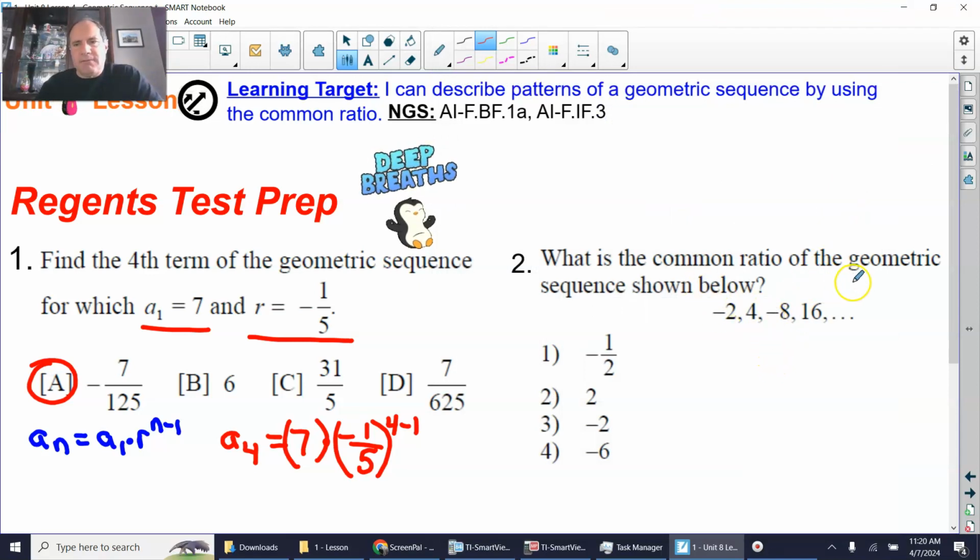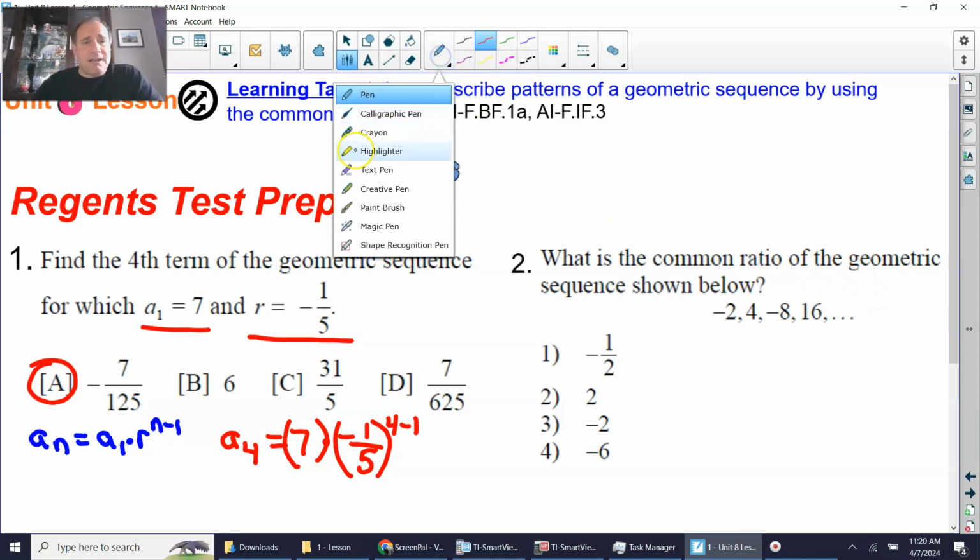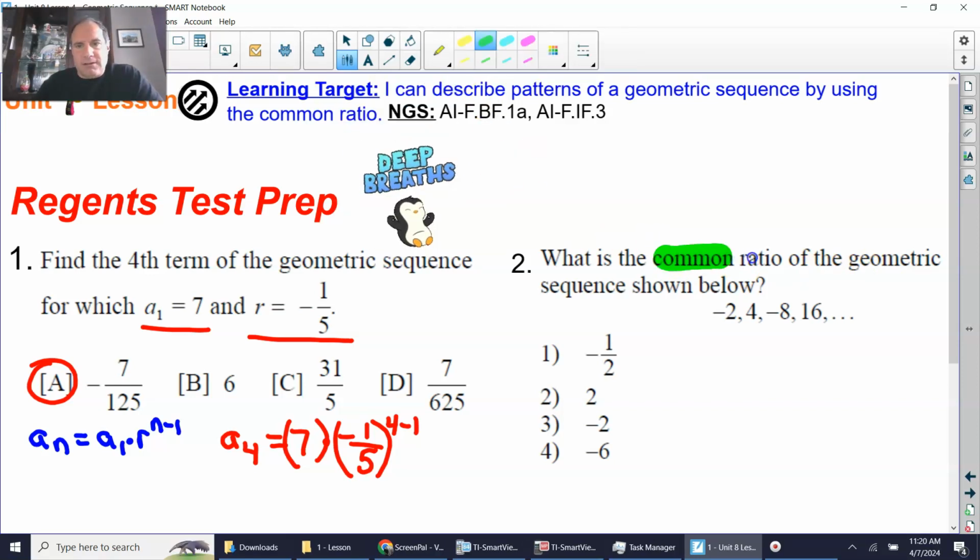All right, what is the common ratio? Another type of Regents question. They're just asking for the common ratio of the geometric sequence shown below. So this is a little bit easier.